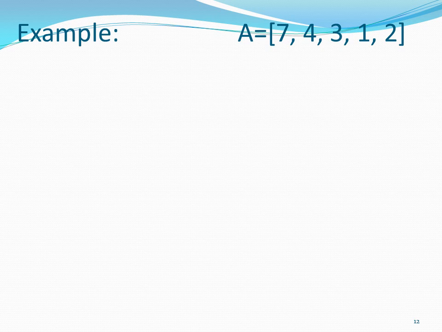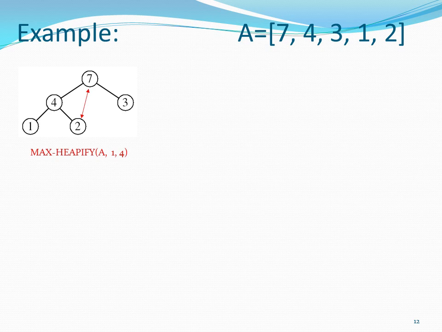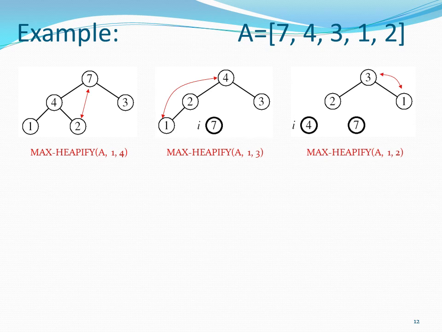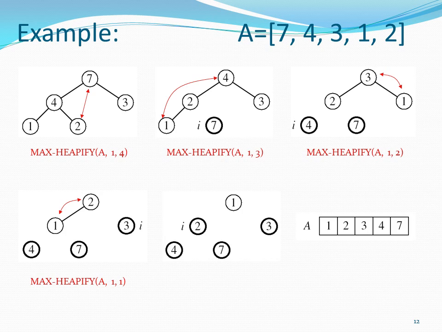The array contains 7, 4, 3, 1, 2. First we have to construct the heap and heapify. First constructing the heap and arranging the elements. After arranging, the heap will look like this. Then exchange the root element with the last element. So 7 is here. Then for the remaining elements, we have to apply the heapify procedure to arrange the elements. Then 7 is removed from the heap.